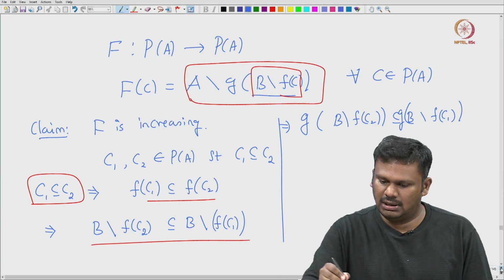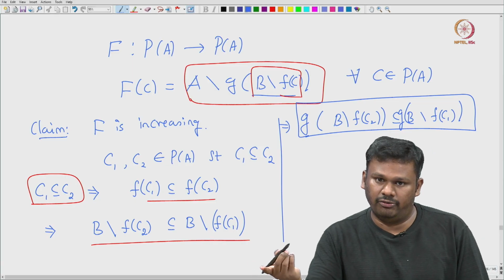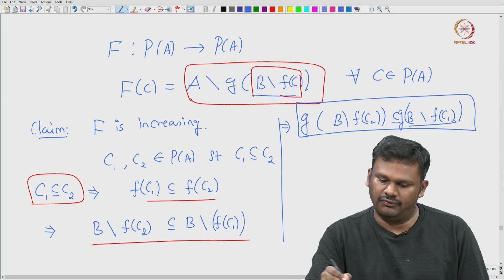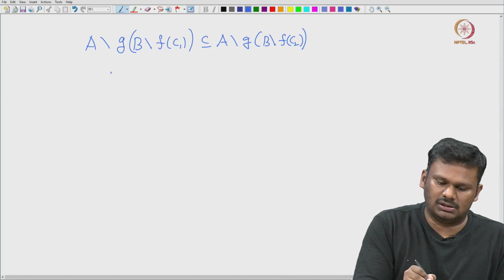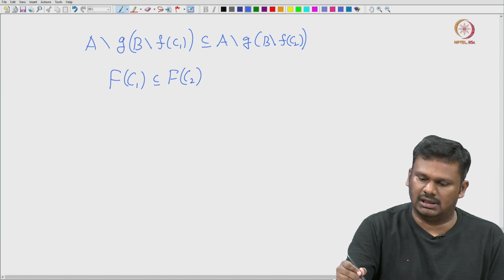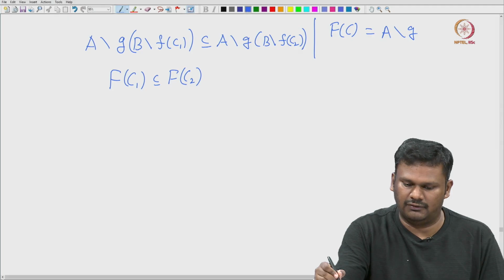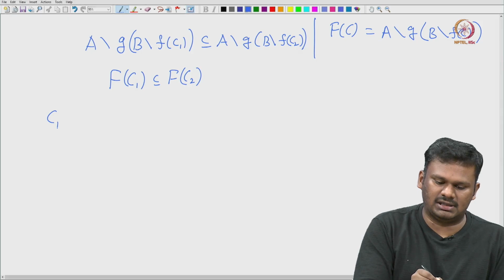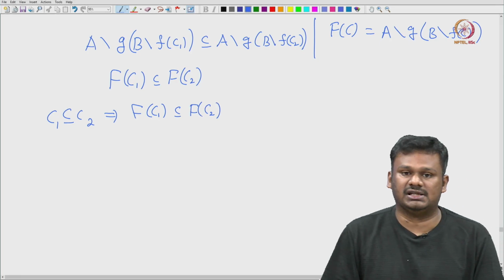So, that is because taking complement will reverse this inclusion. Then it becomes A difference of this included in A difference of this. So, that means you can see that f of C 1 is contained in f of C 2, because f of C by definition is A difference G of B difference f of C. So, this proves that C 1 is contained in C 2 implies f of C 1 is contained in f of C 2. So, that means f is increasing.